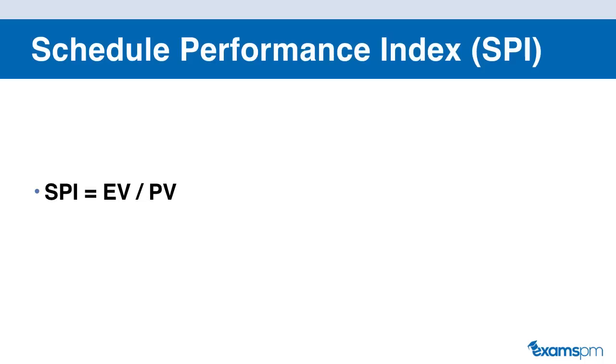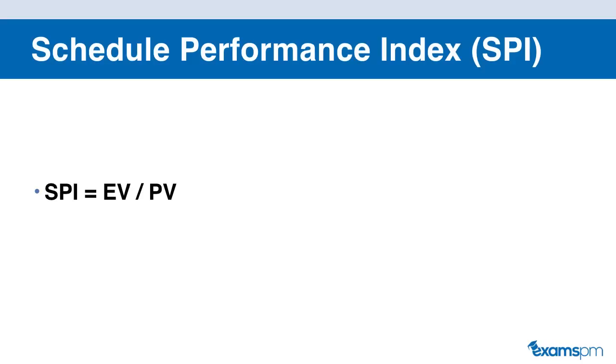And similar to the cost performance index, in order to make it easier to compare projects of different sizes, we want to turn the number into an index. And to do so, instead of subtracting, we're dividing instead. So SPI is equal to EV divided by PV. And if this number is greater than 1, then that is good. And if it's less than 1, then that is bad.